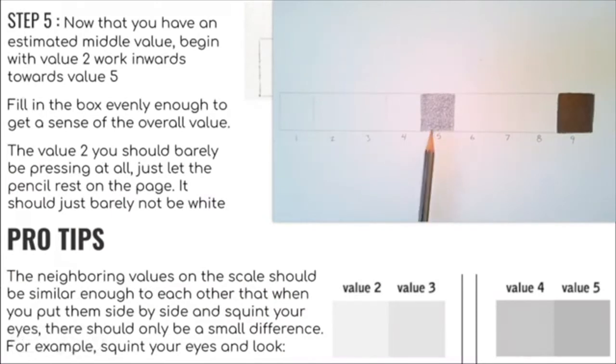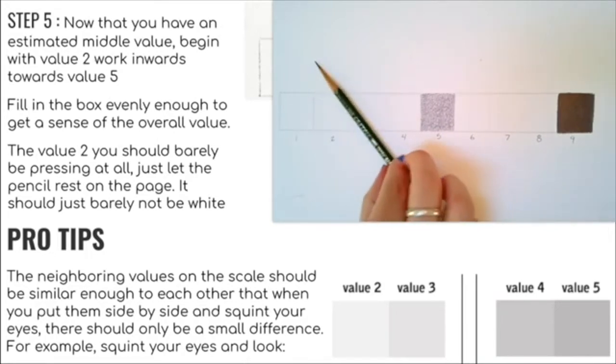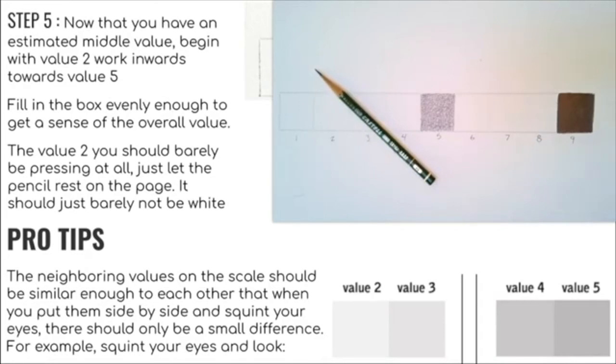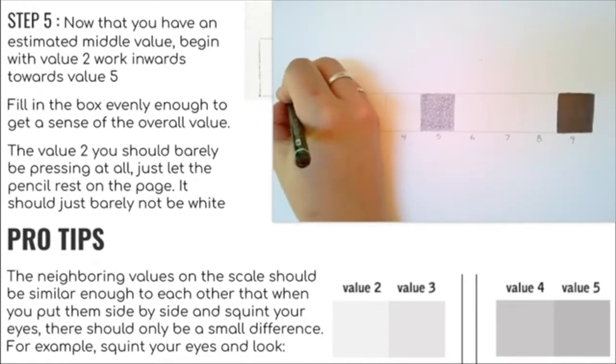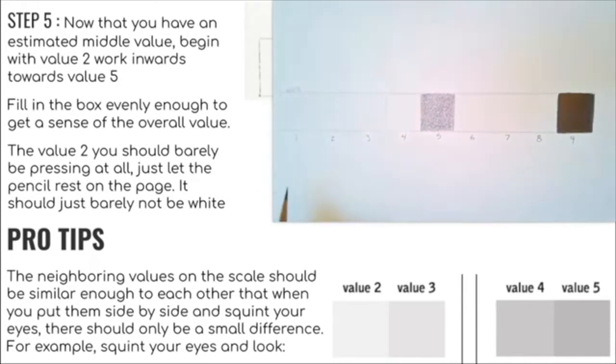So now that you have this middle value, what we're going to do is we're going to do these lighter values first, which means you're going to need to change your pencil. You're going to need to change it to your lightest pencil, which is going to be an H. And we're going to start here on this number 2 value. Remember, this one is white. It's basically your free square.